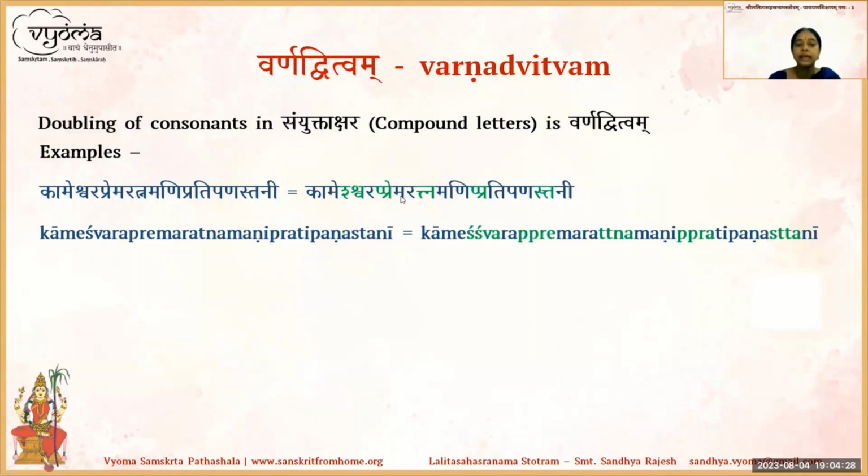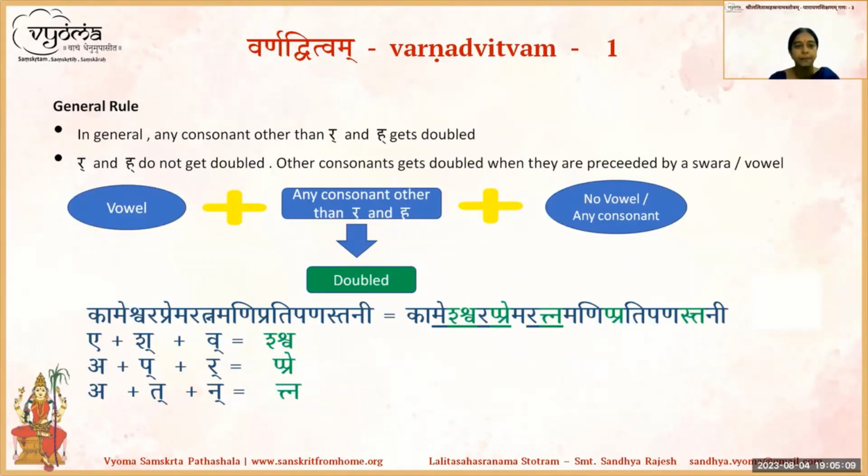Then in Prema Ratna, Pa is getting doubled, Kameshwara Prema Ratna. In Ratna, Ta is getting doubled. Mani pratipanastani, Pa is getting doubled in Prati. Then again in Pratipanastani, Ta is getting doubled. So you see there is a doubling happening. That is, one more consonant, the half consonant, is getting added at each Samyuktakshara. So what we understand by this is that Varnadvitvam specifically happens when there is a compound letter, the Samyuktakshara.